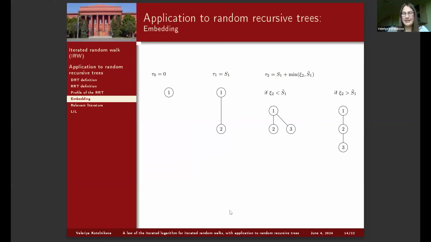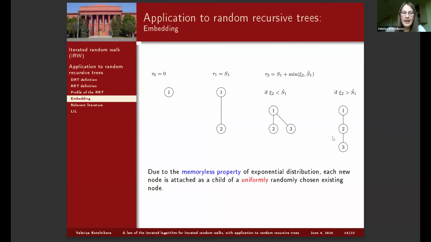So let's calculate birth times for the first 3 vertices. The birth time for vertex number 1, it's τ_0, and it is always 0. The birth time for vertex number 2, τ_1, is always S_1. However, for vertex number 3, the birth time has a more complicated expression, and it is connected to the fact that depending on which value is smaller, either the birth time of the second child of the root or the birth time of the first child of vertex number 2, we can end up in 2 different situations.